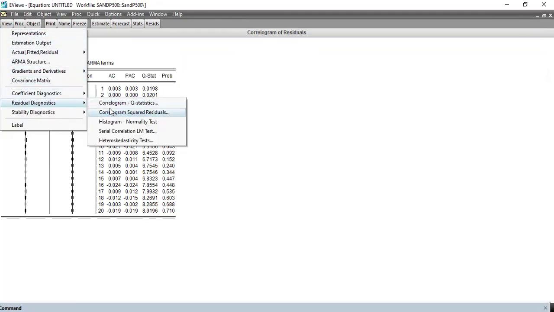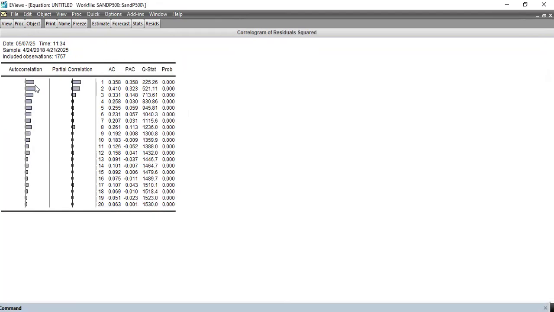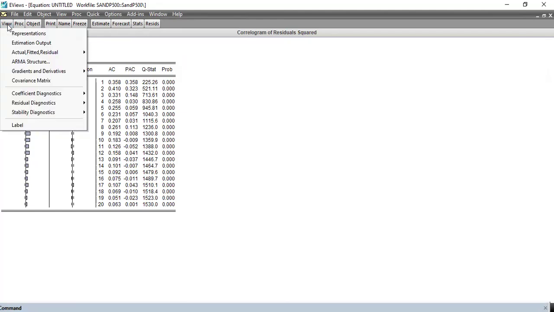Okay, let's go for the squared residuals. Now, this is very, very important, students, in order to apply an ARCH or GARCH model. Just see this. Let's go to 20 lags, and it says yes. We need to have AR, maybe 3 or 4, 1, 2, 3 or 4. I don't know. We will see this.